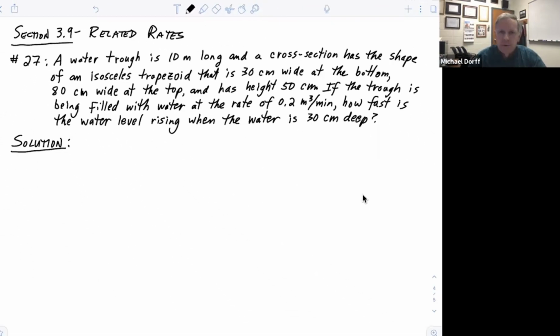We're working on section 3.9 on related rate problems that you did for homework from the textbook. And now we're going to look at problem number 27.